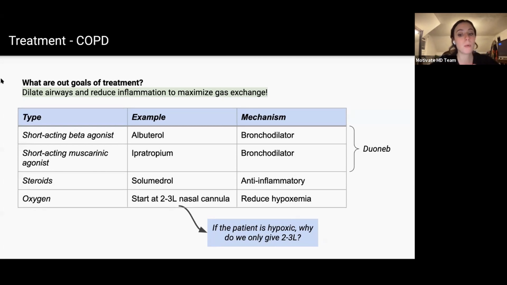So we want to keep them at a slight hypoxic state so that their mind and their body, which is used to tons of CO2, wants to keep breathing, right? I always thought that was a super interesting point, just because until you think about it that way, it's kind of like, why are you doing that? But I think it's very cool.